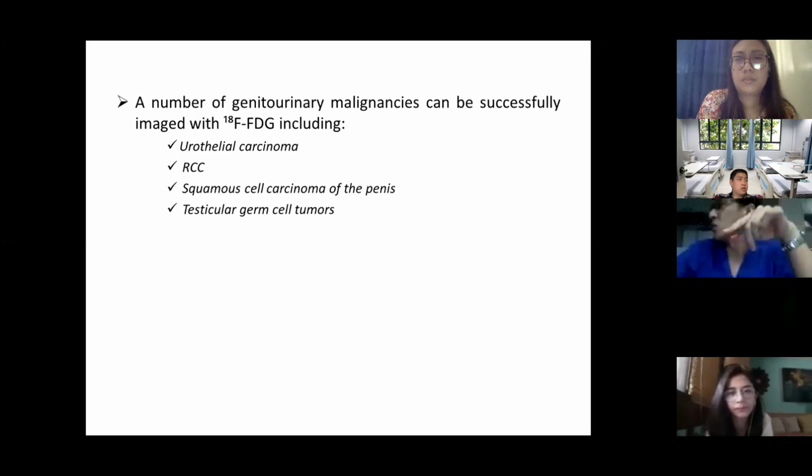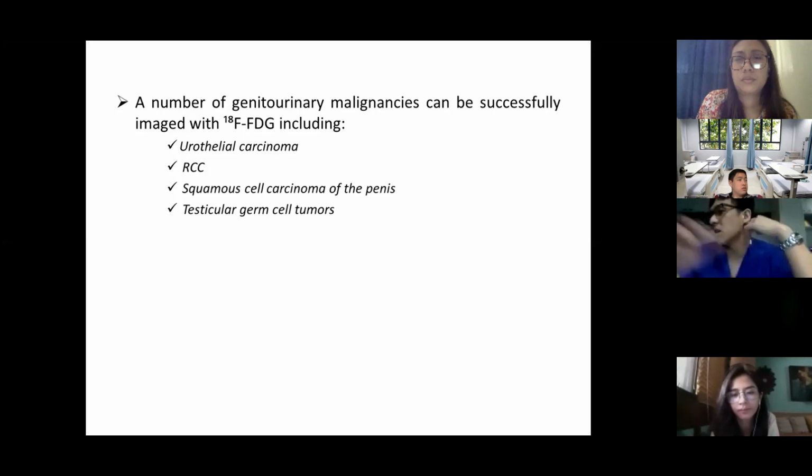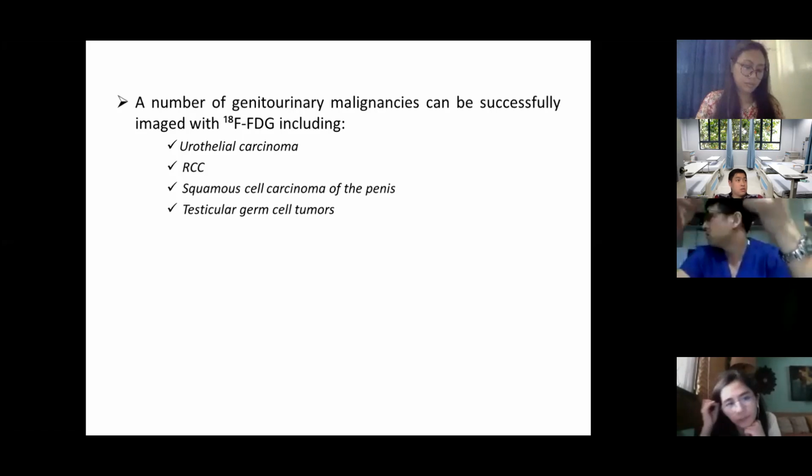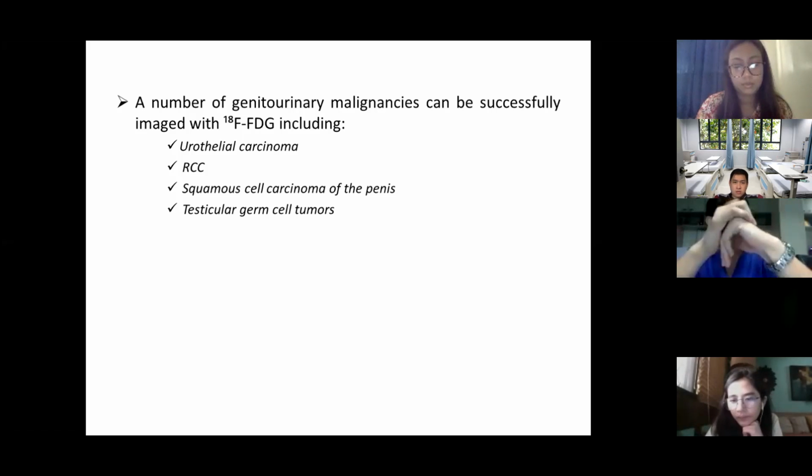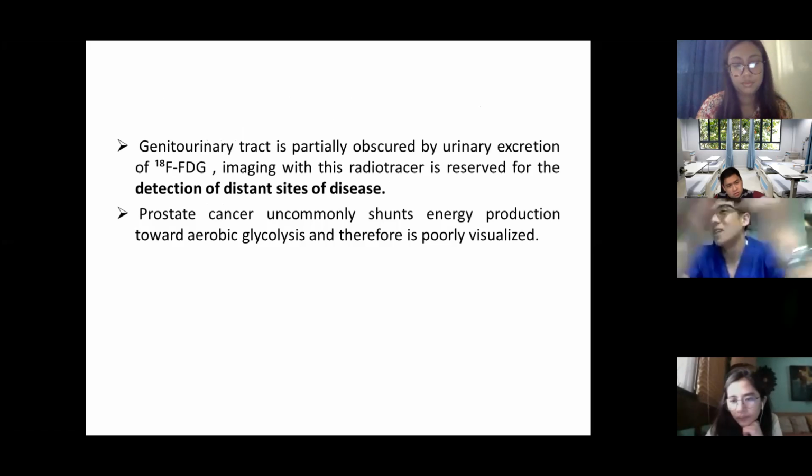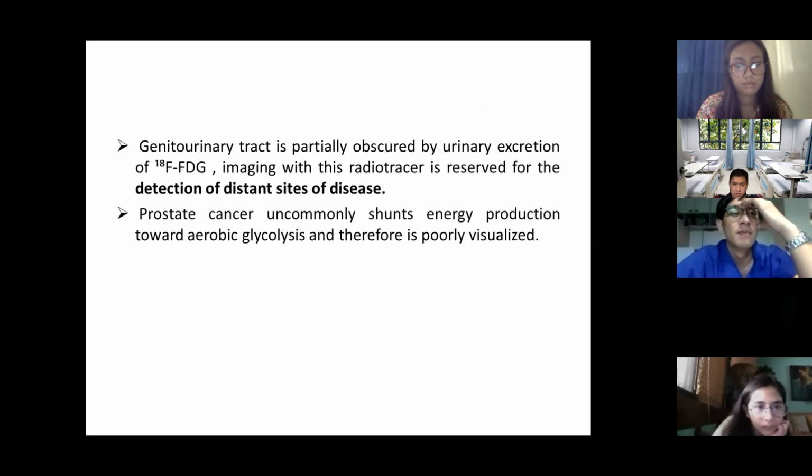A number of genitourinary malignancies can be successfully imaged with FDG, including urothelial carcinoma, renal cell carcinoma, squamous cell carcinoma of the penis, and testicular germ cell tumors. The genitourinary tract is partially obscured by urinary excretion of fluorodeoxyglucose. Imaging with this radiotracer is reserved for the detection of distant sites of disease. Prostate cancer uncommonly shunts energy production towards aerobic glycolysis and therefore is poorly visualized.